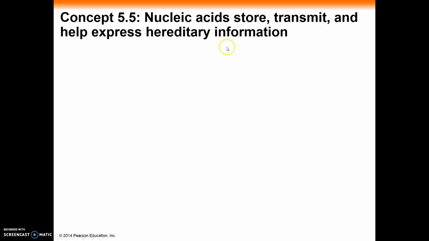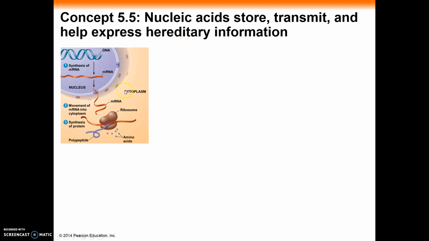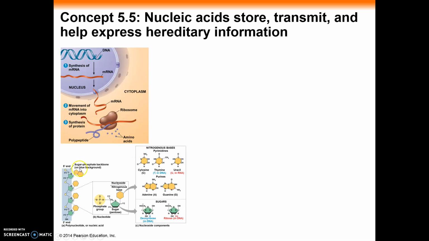So, concept 5.5, nucleic acids store, transmit, and help express hereditary information. So we have double-stranded DNA. It can replicate itself and then direct messenger RNA to be produced that travels out into the cytoplasm where it meets a ribosome. Ribosome facilitates individual amino acids coming in the proper order according to this message and being integrated in. Nucleic acids are made up of a sugar, phosphate group, and a nitrogenous base.